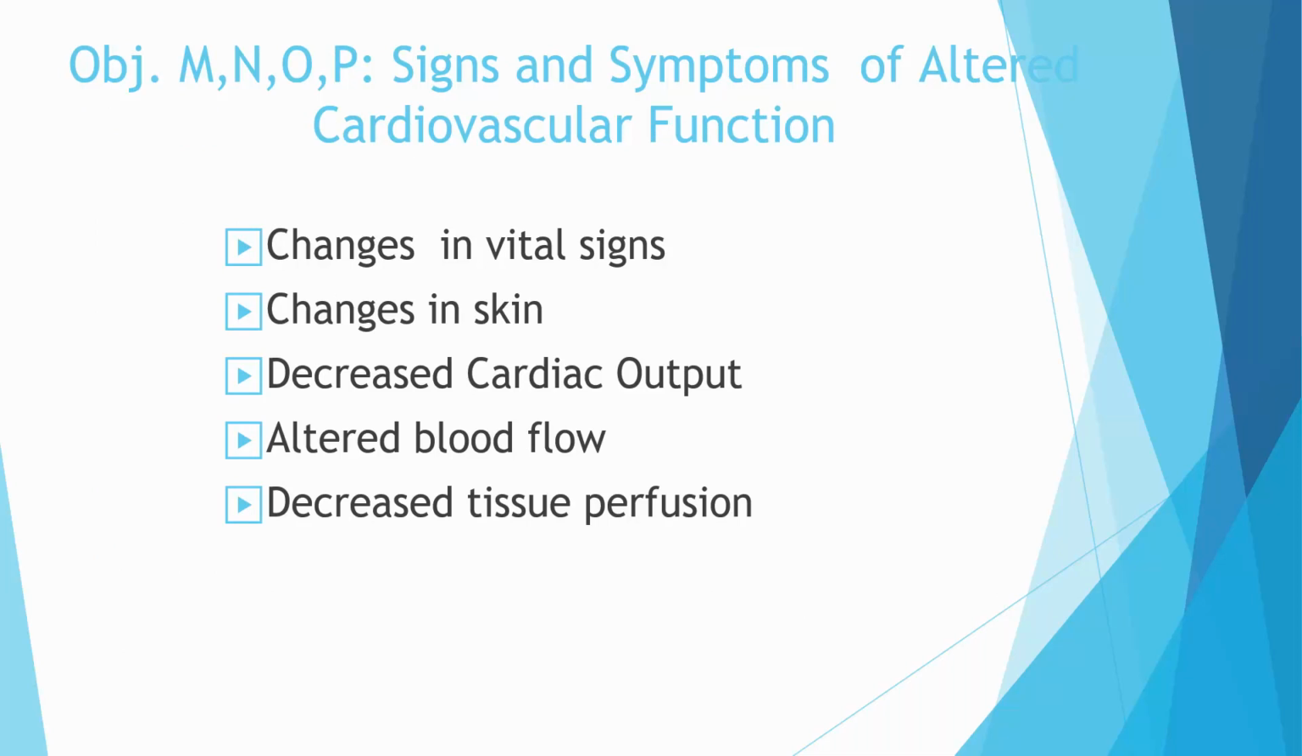Objectives N, O, and P relate to assessment findings associated with circulation problems. This can be seen with changes in vital signs, such as a blood pressure less than 90. This is a serious sign of decreased cardiac output, and we need to not ignore this. With pulse rate and character, diminished or absent peripheral pulses are a sign of decreased perfusion. Changes in skin color could signify a lack of perfusion. Hair loss, thickened toenails, all these things are affected by circulation.